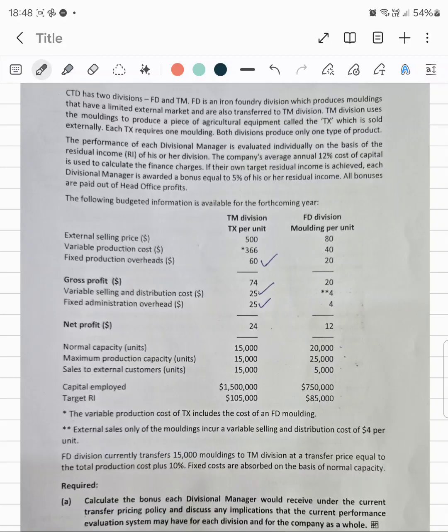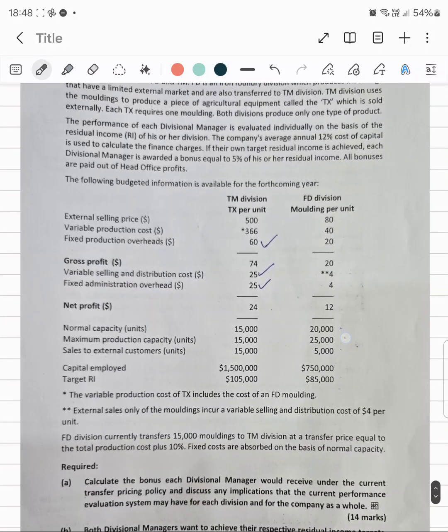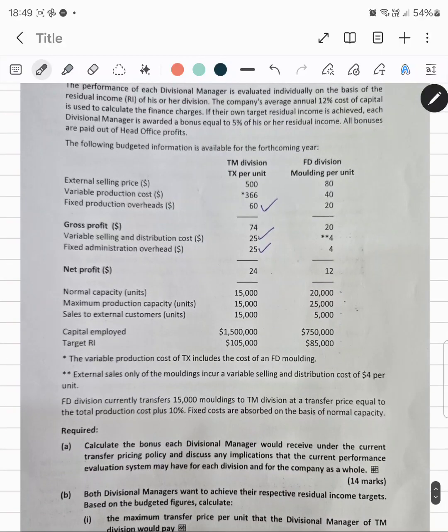The performance of each divisional manager is evaluated individually on the basis of residual income. So it is saying the cost of capital is 12%, and if their own target residual income is achieved, each division manager is awarded a bonus equal to 5% of his or her residual income, and all bonuses are paid out of head office profits. So this is the relevant information.